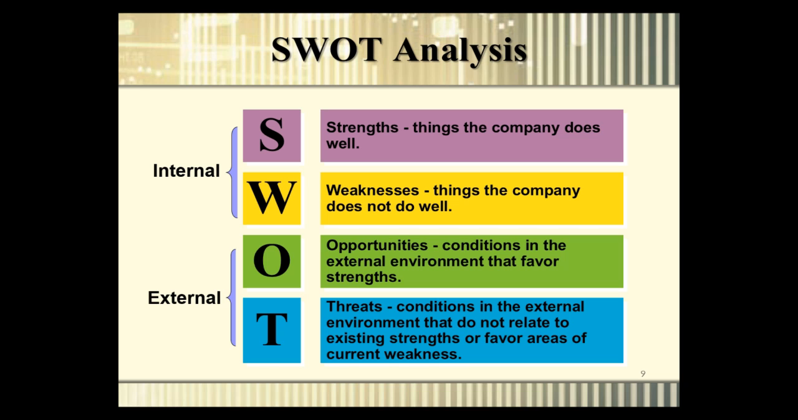Now, strengths inside the organization, those are things that the company does well. Weaknesses inside the organization, those are things that the company does not do well. So the S and the W, the strengths and the weaknesses, are internal or inside the organization. Now, opportunities, those are external environmental factors that are positive. Threats, those are external environmental factors that are negative.